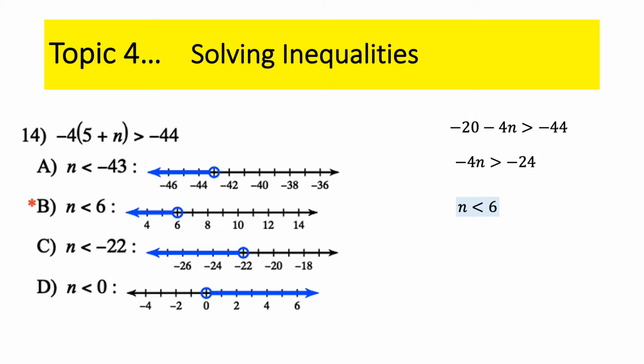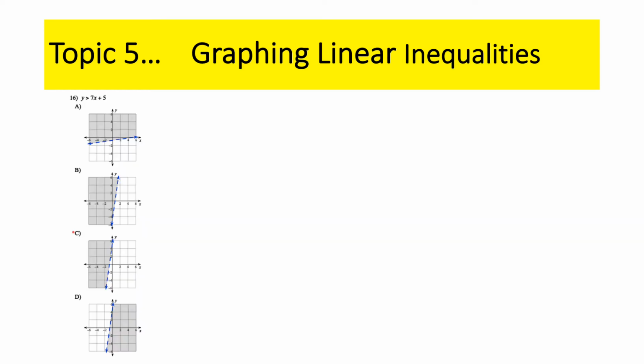Remember, less than or greater than is an open circle. Less than or equal to or greater than or equal to is a closed circle. And these are all open circles. Let's see, open circle on 6, shade left. That's answer B.